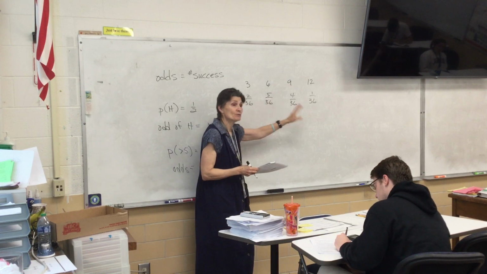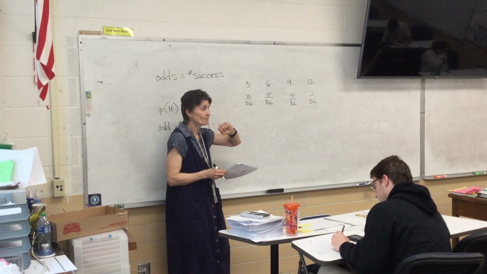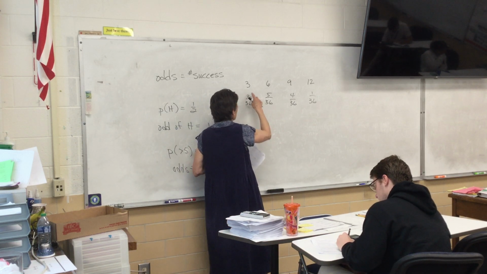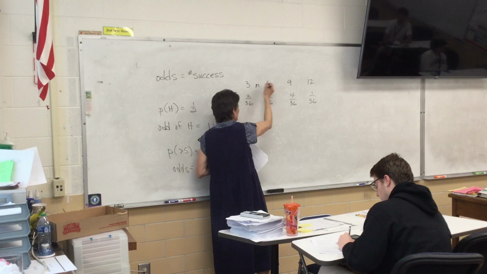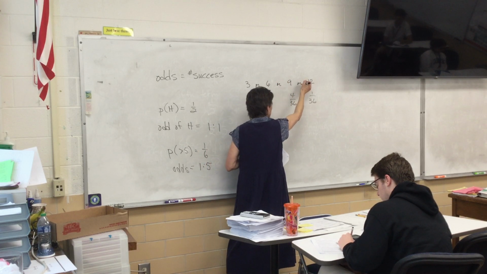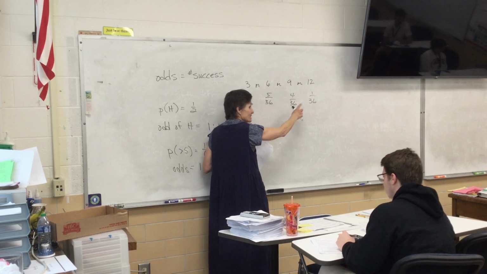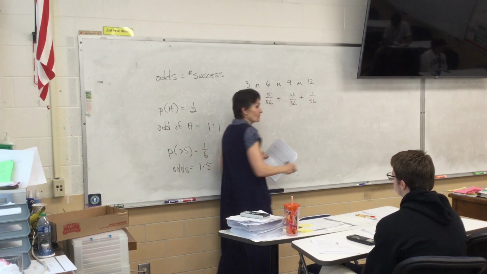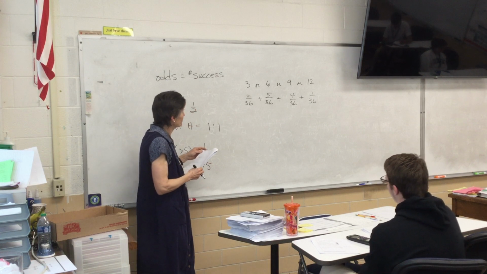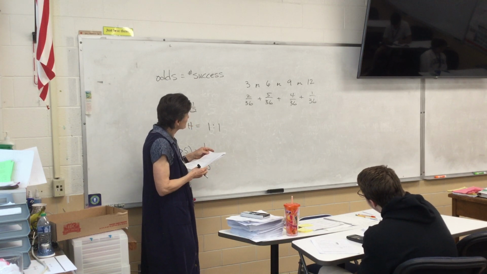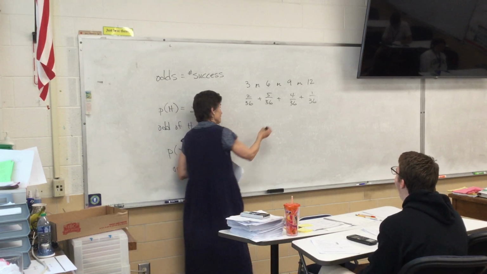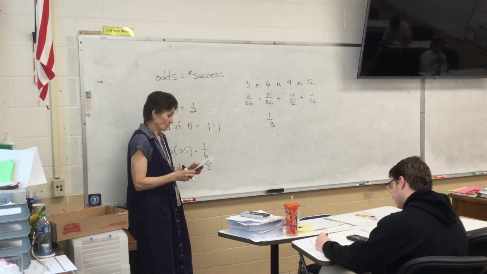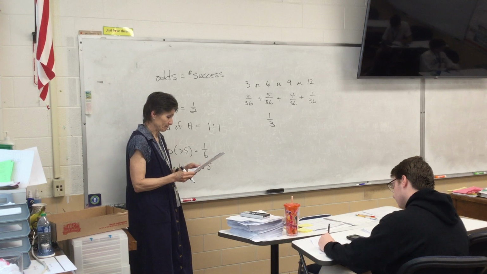Notice I didn't reduce these when I put them in the chart, because what am I going to be doing if I have to get a 3 or a 6 or a 9 or a 12? Adding them up. And it's a whole lot easier to add them when they all have the same denominator. So that would be 12 over 36. Is that 1/3? Yep. So the probability is 1/3.